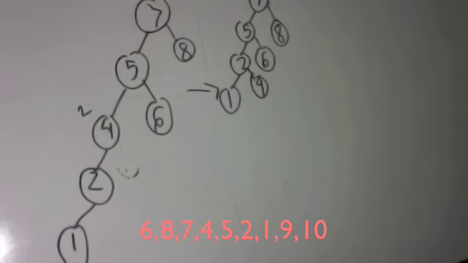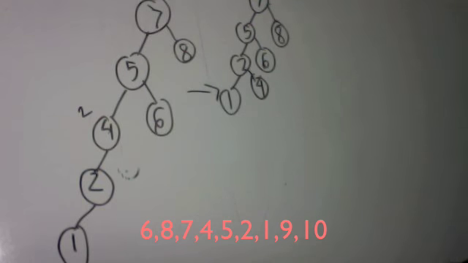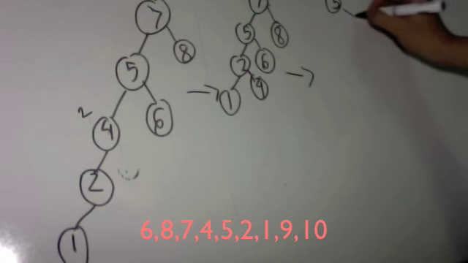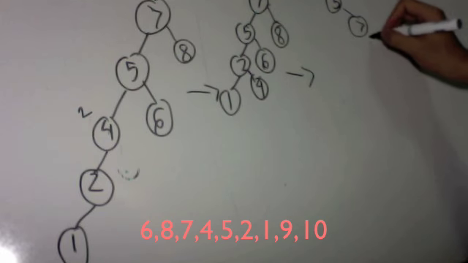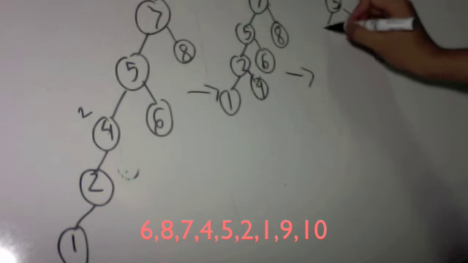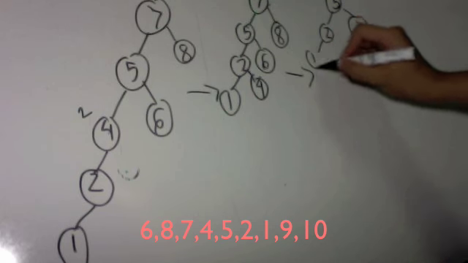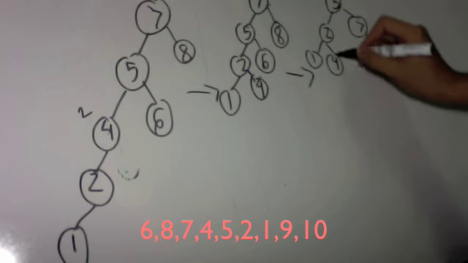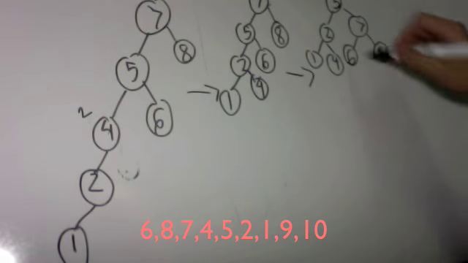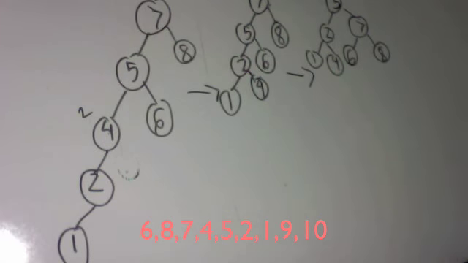However, the balance factor of 7 is now 2. That means we have to rotate at 7. Node 6 gets adopted by 7. Now our binary tree's balance factor is back to 0.